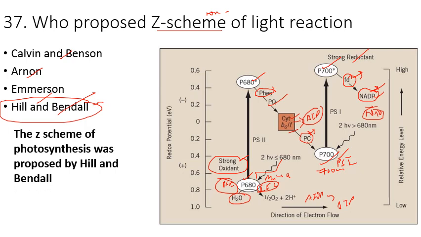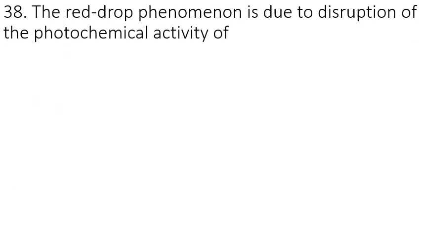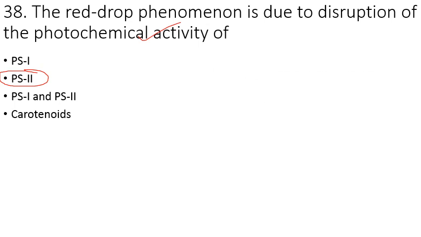So the Z scheme of photosynthesis was proposed by Hill and Bendall. Next question is again from physiology. The red drop phenomenon is due to disruption of the photochemical activity of which of our options: photosystem 1, photosystem 2, photosystem 1 and 2, or carotenoids. So the right answer is photosystem 2.